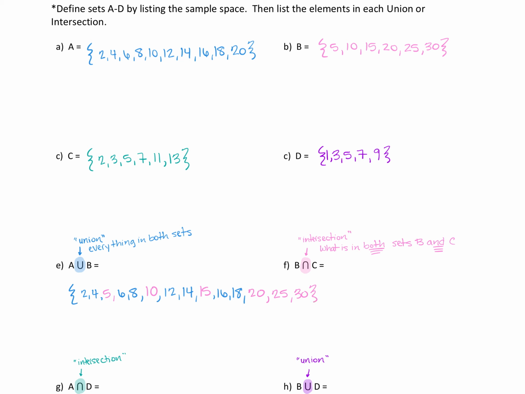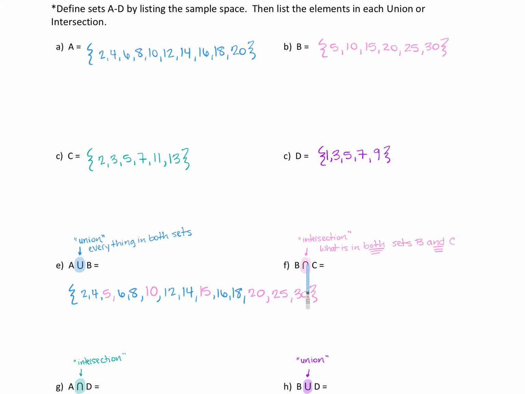So notice that we have set A, the 2, 4, 6, 8, 10, 12, 14, 16, 18, and 20. But we also have set B, 5, 10, 15, 20, 25, and 30. So that is union. It's everything put together. And yes, do put it in order from smallest number to biggest number. It makes it easier to identify that you have actually included everything. So do put them in order.